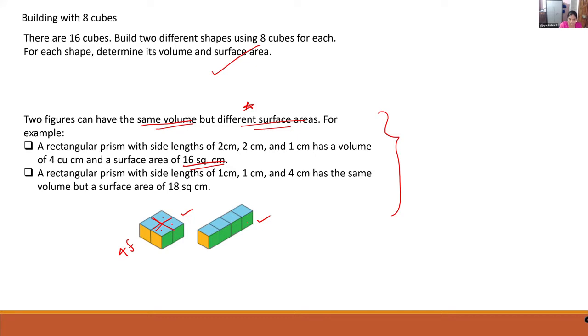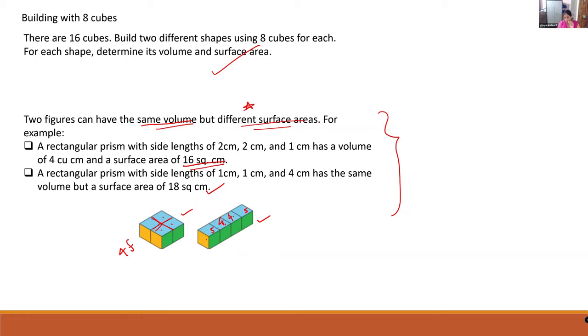Whereas the second rectangular prism here also has the same volume, 4 cubic units. But if you see the surface area of this, inside the 2 cubes, they're able to see only the 4 faces. Whereas at the first and the last, both the ends, in the 2 cubes, they're able to see 5 faces. Right? So here 4, here 4, here 5, here 5. So totally they are able to see 18 faces. Therefore, surface area is 18 square centimeter.